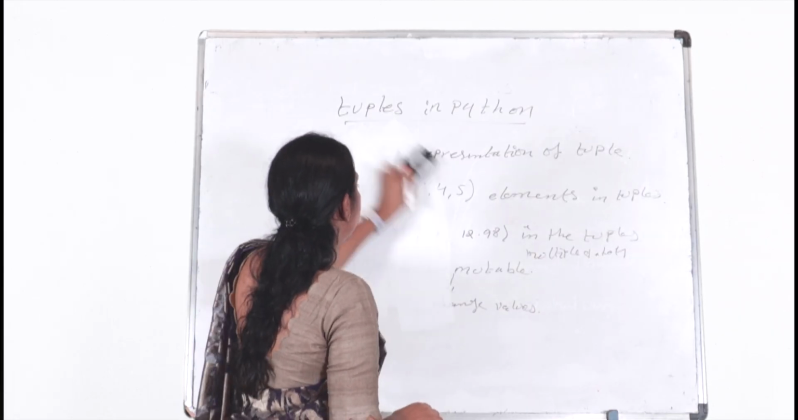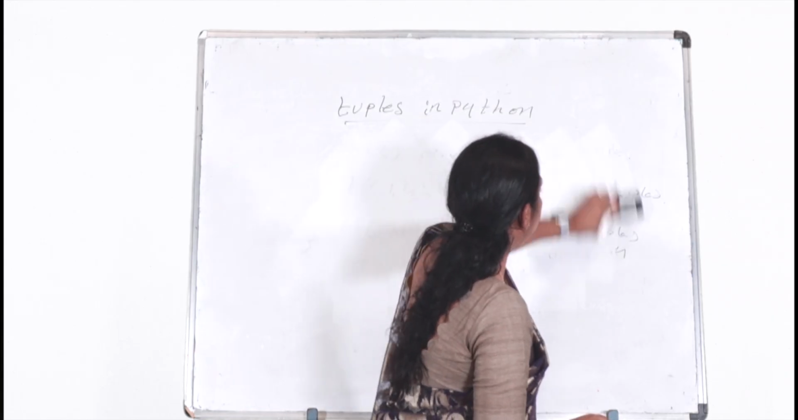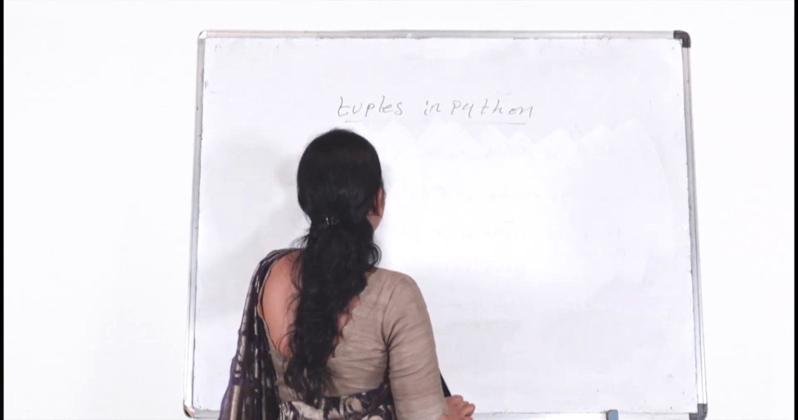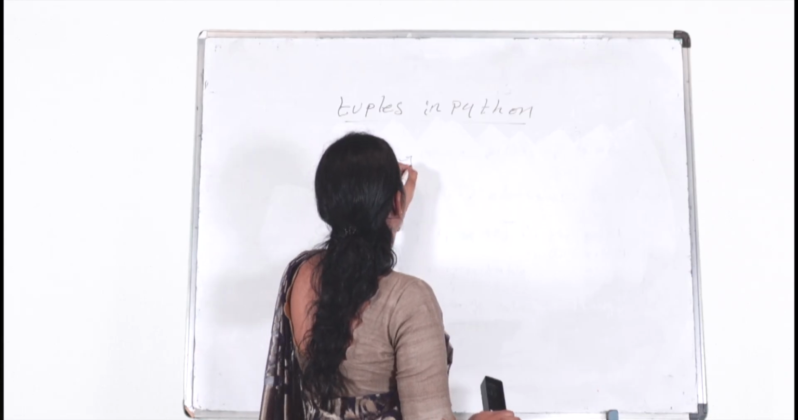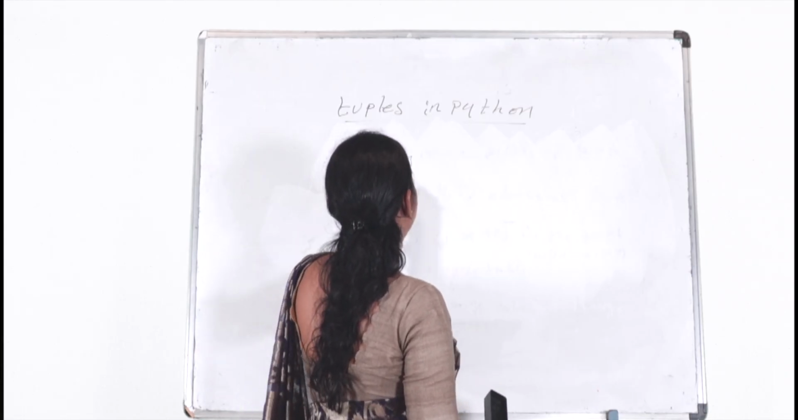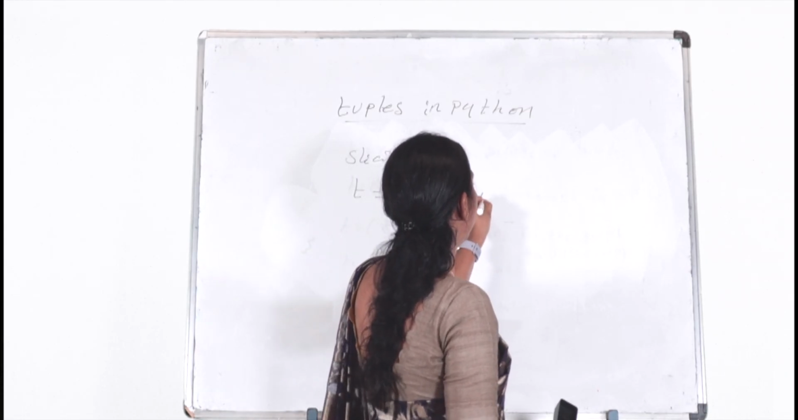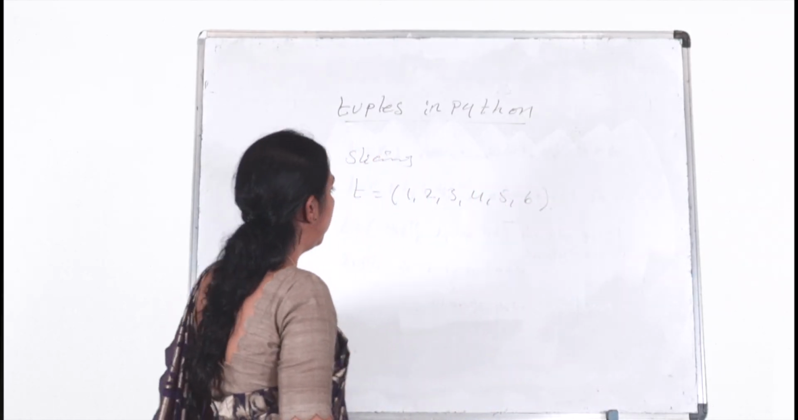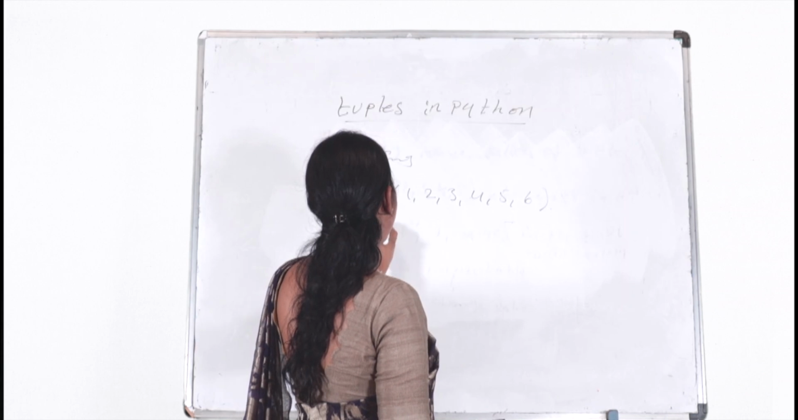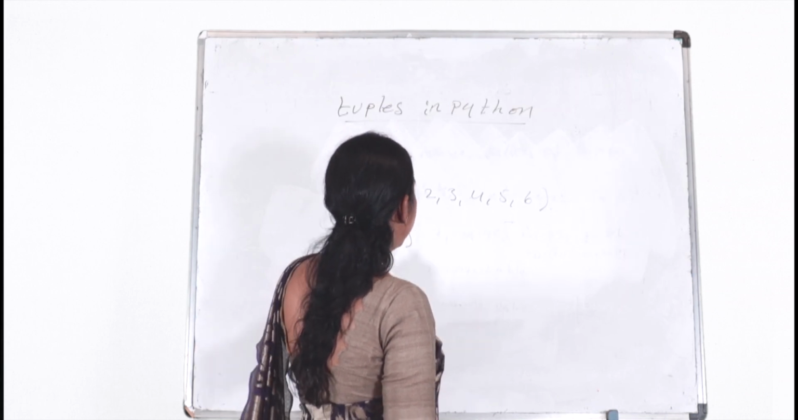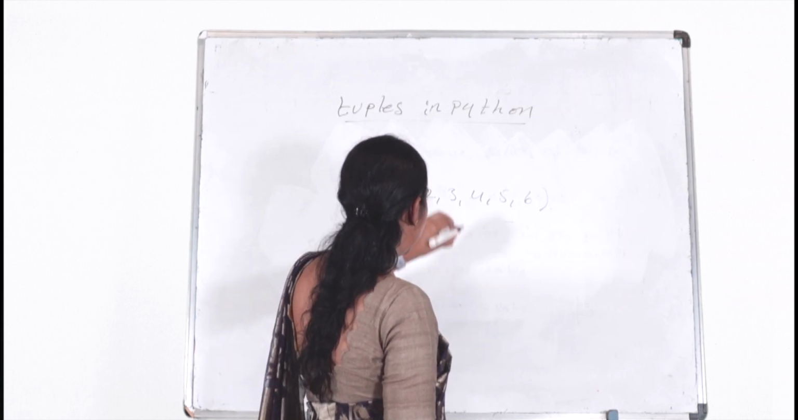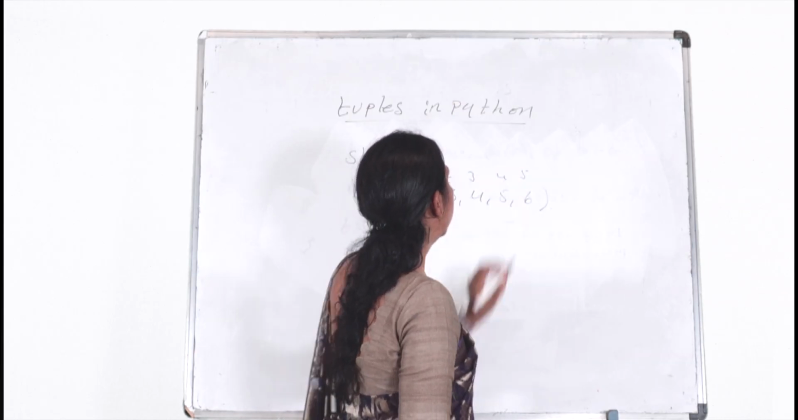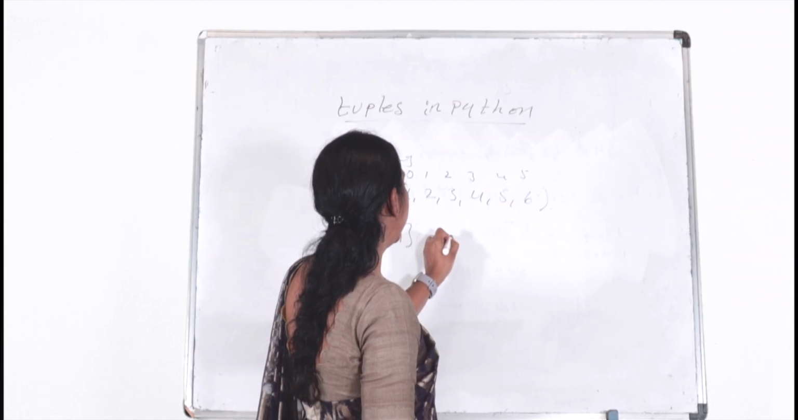Then coming to the next, we have slicing on the tuples. A tuple is represented with 1, 2, 3, 4, 5, 6. Now, to retrieve any element from the tuple, we have indexing, like t of 1. Indexing in the tuple starts with 0, 1, 2, 3, 4 and 5. The t of 1 will retrieve 2 for us.